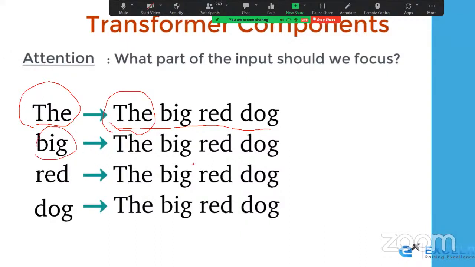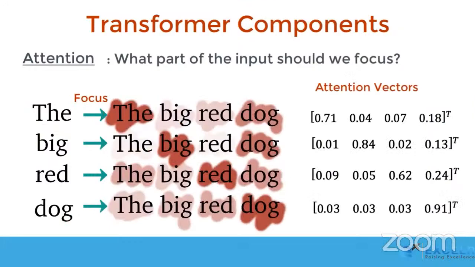Likewise, for this big, I'll be focusing more on the same word. Likewise, this red is focused upon the same, and this will be focused upon this. Which means that I'll be focusing onto the same word, and I'll be giving more attention towards it, and I'll be getting an attention vector, something like this. Now, this attention vector will say, for this particular word in the given sentence, I feel like this is important to me because I have the same word with me. I'll be focusing more attention on it. Likewise, I'll be going word by word and giving these attention vectors.